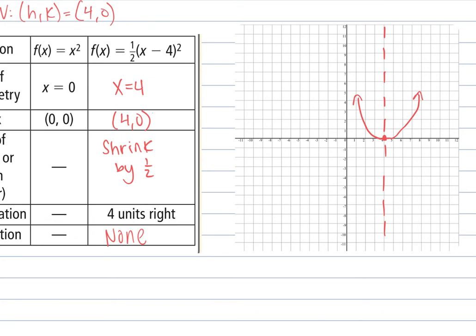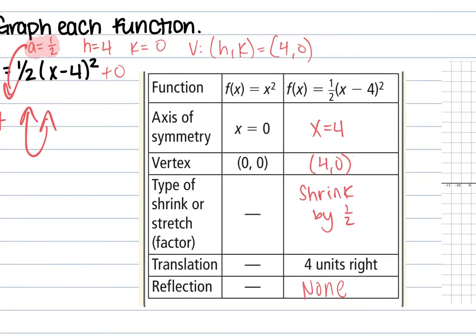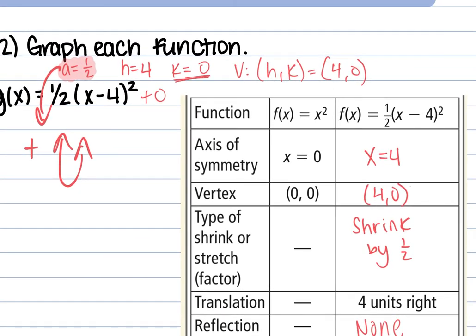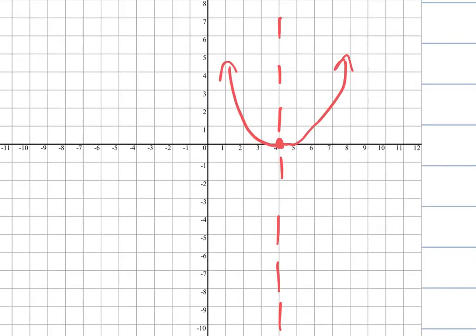Yeah, Alexandra. So finally, the translation where we do 0 and then 4 units to the right. Correct. So since K was 0, did we shift it vertically at all? Did it move up or down at all? No, the only change that happened was a horizontal one. It moved 4 units to the right. Do you guys see that? And that's because our k value was 0 and our h value was 4.